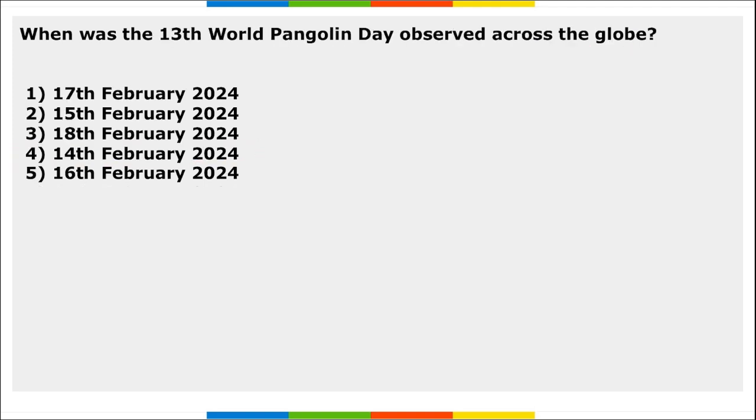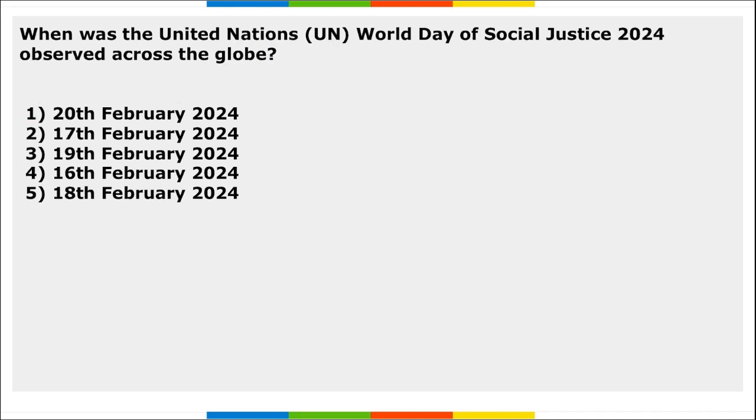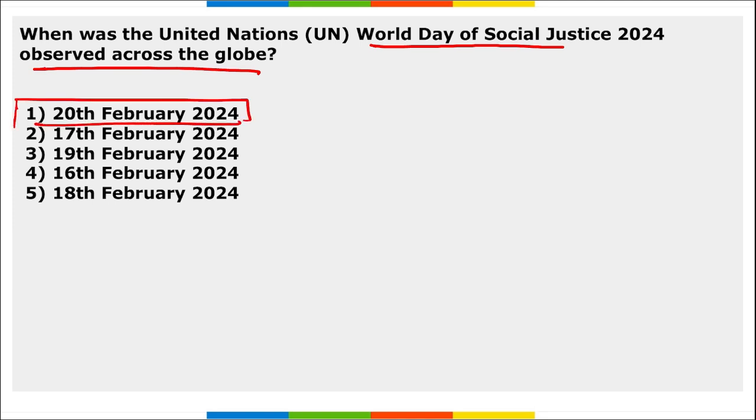Moving on. Next, when was the 13th World Pangolin Day observed across the globe? So, on 17th of Feb, we observed the 13th edition of the World Pangolin Day. Next, when was the UN World Day of Social Justice observed across the globe? So, UN World Day of Social Justice was observed across the globe on 20th of Feb.